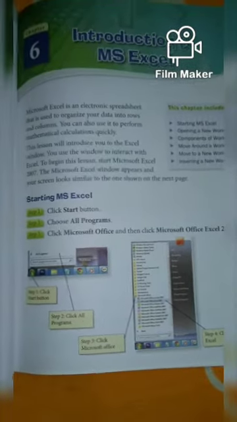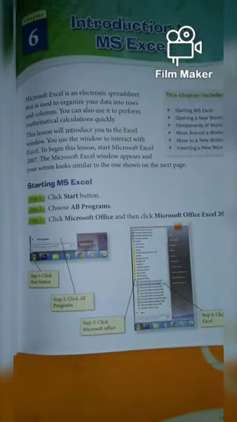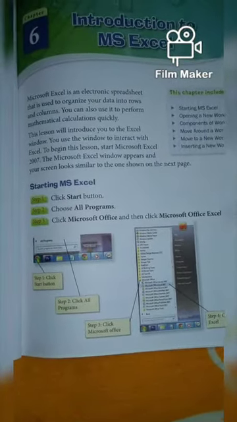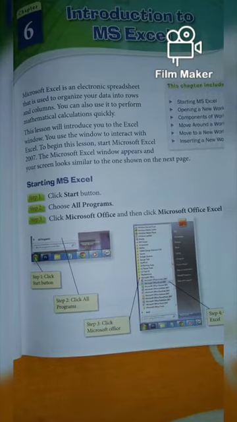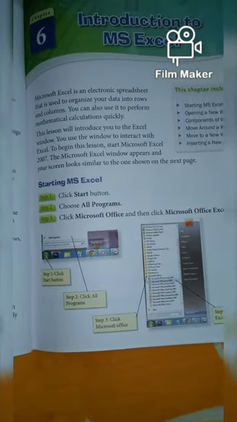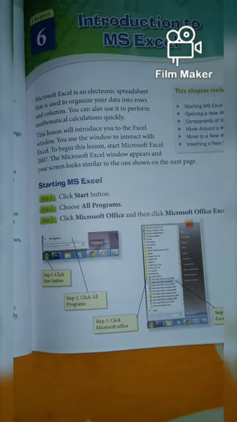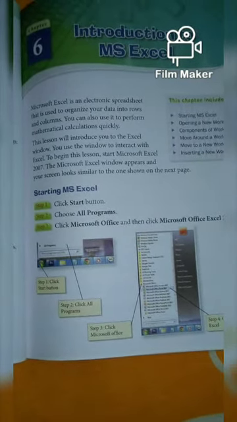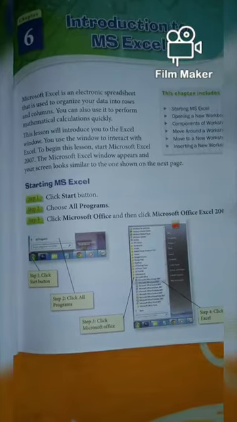Let's start. Microsoft Excel is an electronic spreadsheet that is used to organize your data into rows and columns. You can also use it to perform mathematical calculations quickly. This lesson will introduce you to the Excel window. You use the window to interact with Excel.